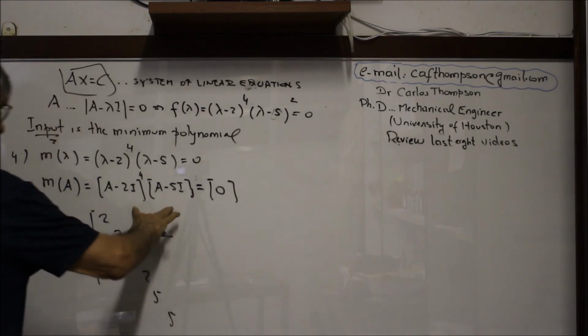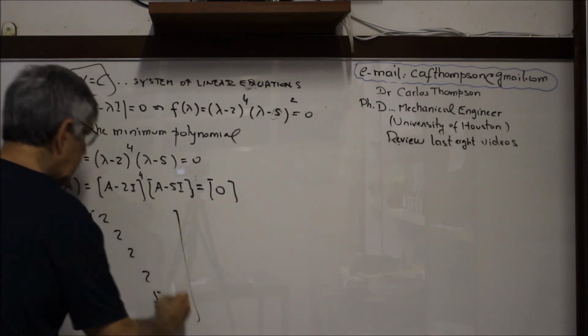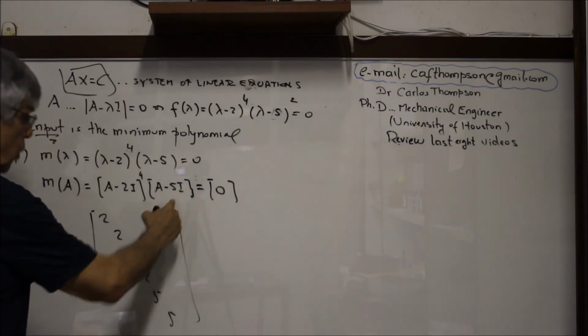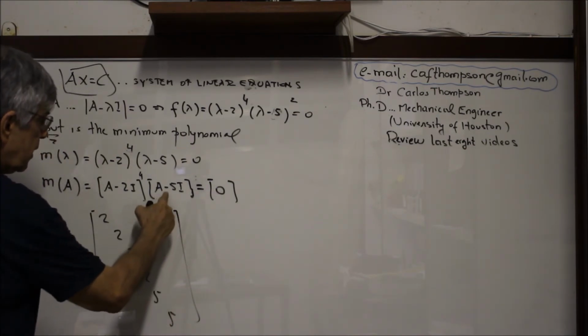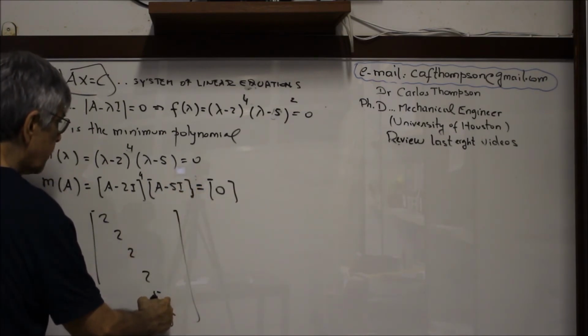So he tried this. He tried. Okay, let's see. And this, there is no 1 here, okay, because A minus 5I to the power 1. So there is no generalized eigenvector.